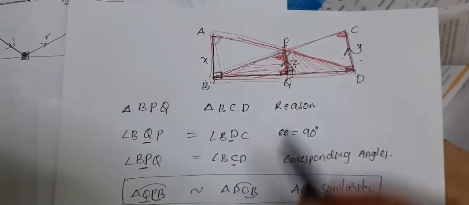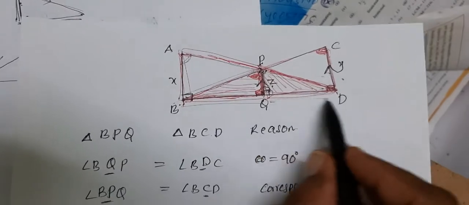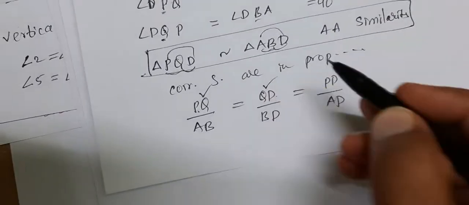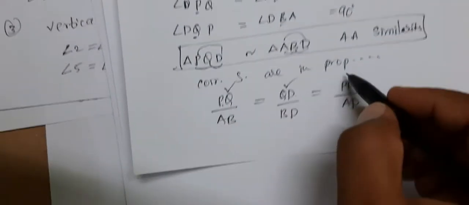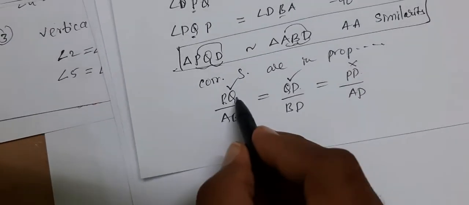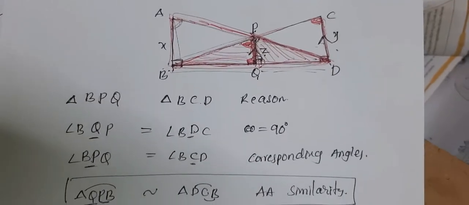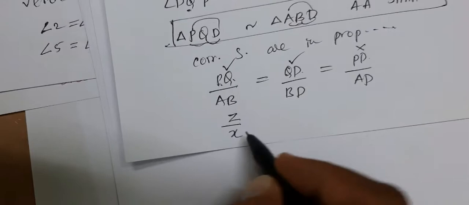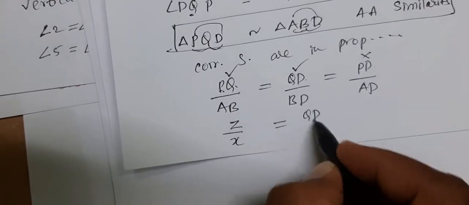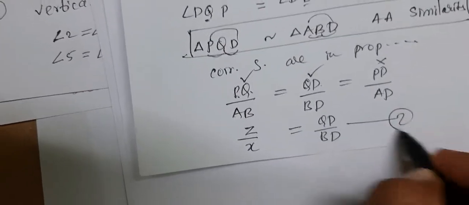PQ is altitude. According to figure, PQ is altitude. So select this QD. QD is ground, so select this two. PD is not ground, so don't take this one. So PQ means, according to figure, Z. Already we know. By AB means what? X. X equals QD by BD, equation 2.